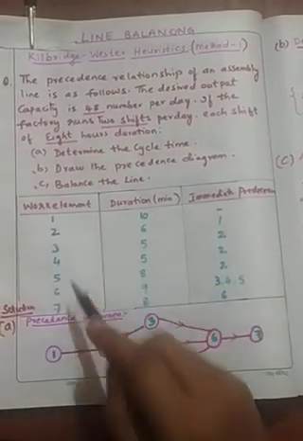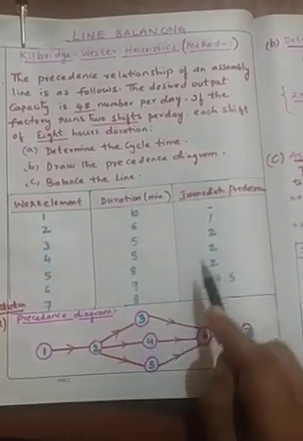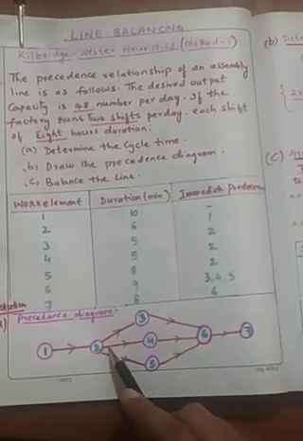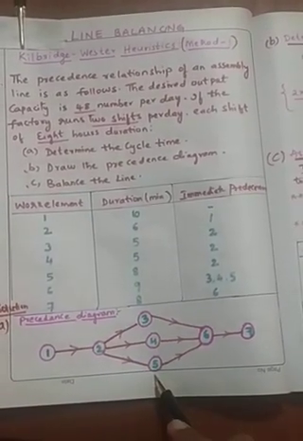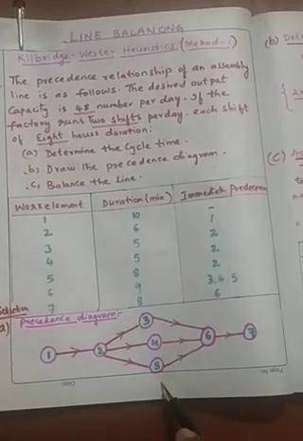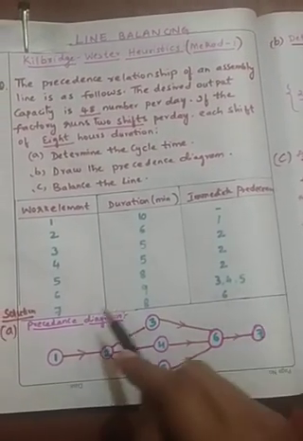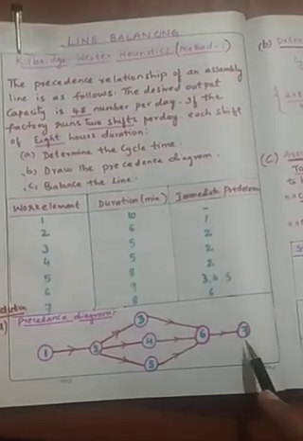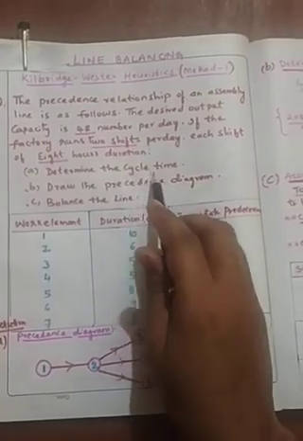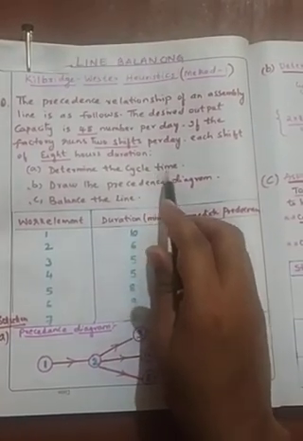That is, 1 is connected to 2. Next 2 is connected to 3, 2 is connected to 4, 2 is connected to 5. 2 is connected to 3, 4 and 5 that we have done. Next 3, 4, 5 are connected to 6th element, and 6th element is connected to 7th. So in this way you have to draw the precedence diagram. So once the precedence diagram is completed, now we see the procedure for finding out the cycle time.